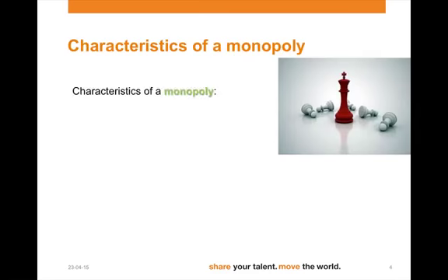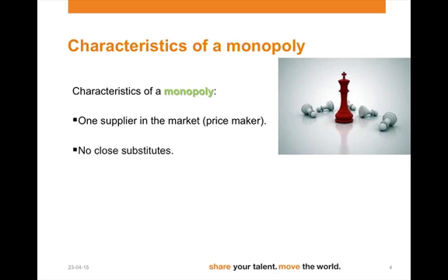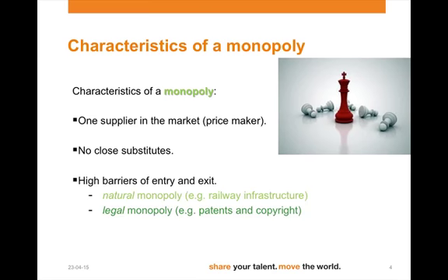A monopoly is characterized by one supplier in the market. That also implies that the monopolist is a price maker. There are no close substitutes. And there are high barriers of entry and exit. Barriers of entry and exit refer to impediments that prevent other firms from entering a market. If you were to set up your own railway company without using the already existing infrastructure, the cost to start such a business would be enormous.